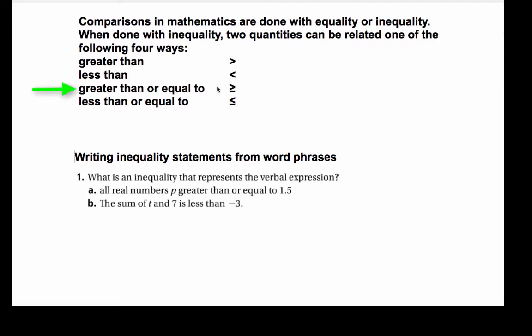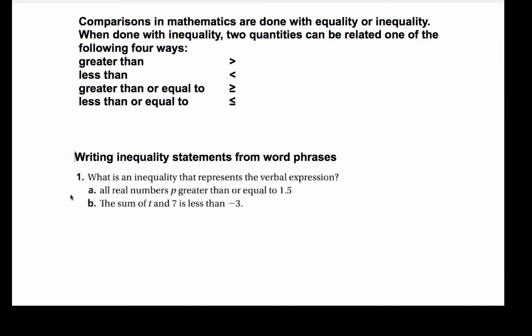Greater than or equal to. One quantity can be greater than or equal to another quantity. Finally, less than or equal to. One quantity can be less than or equal to another quantity. One of the things that we need to be able to do, we need to be able to write inequality statements from word phrases. Again, translating words into math is critical.